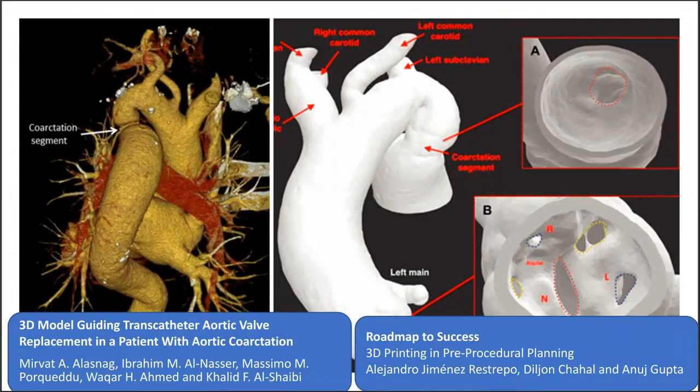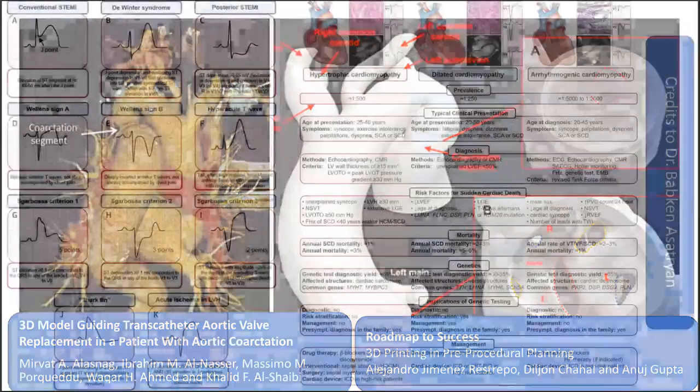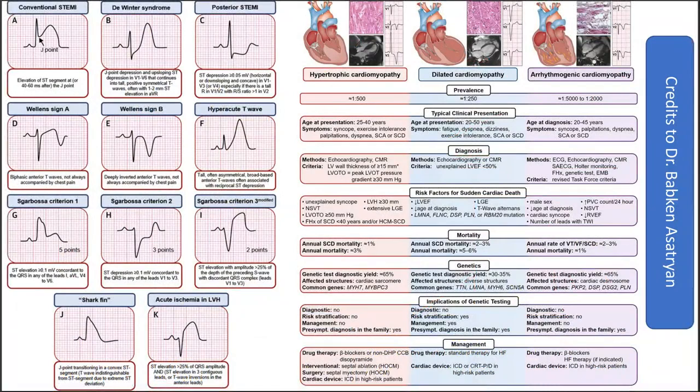And this is an example of the Da Vinci corner where we employ 3D printing. On the left, we had a 3D model guiding transcatheter valve replacement. This is a case from Saudi Arabia. And on the right, we have the editorial from Dr. Alejandro Jimenez, who again describes the anatomy, you see arrows. So this is the difference between an educational case versus a plain case that doesn't have the arrows, that has no educational value.